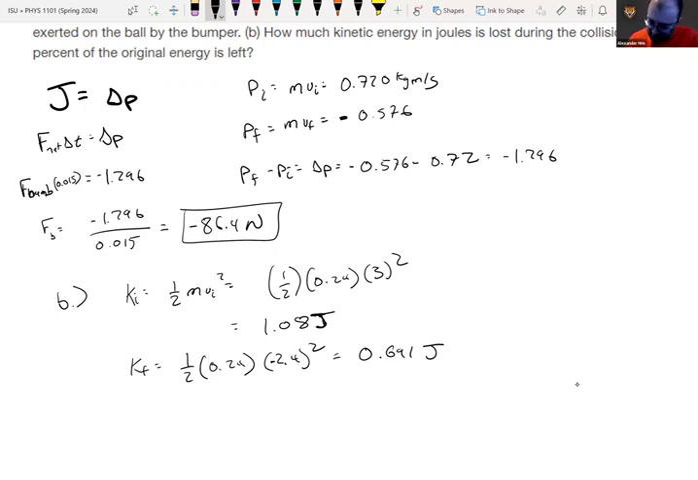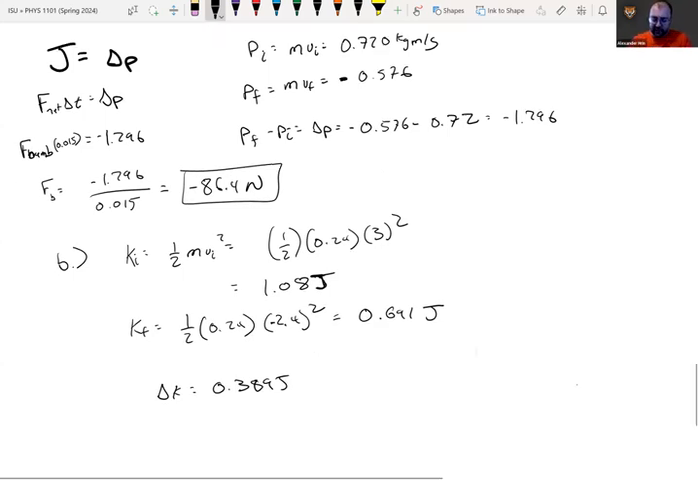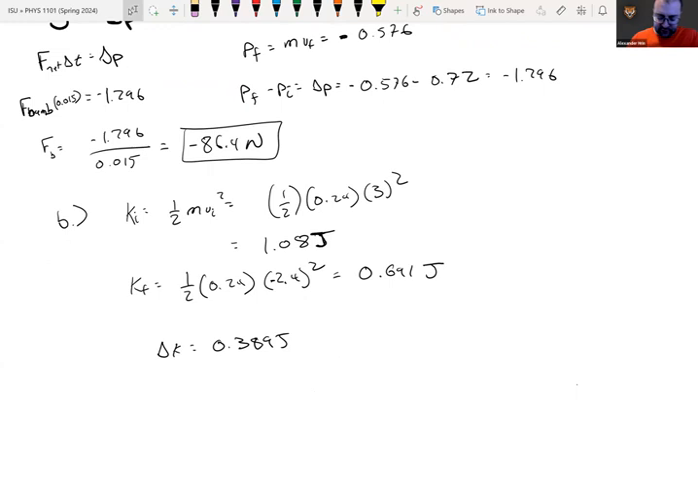And then you end up with delta K equals 0.389 joules. So that is the amount of joules that were lost. To find the percent remaining for part C, that would just be 0.691 over 1.08. So 0.691 divided by 1.08. So that was the initial. And this is going to be about 64%.